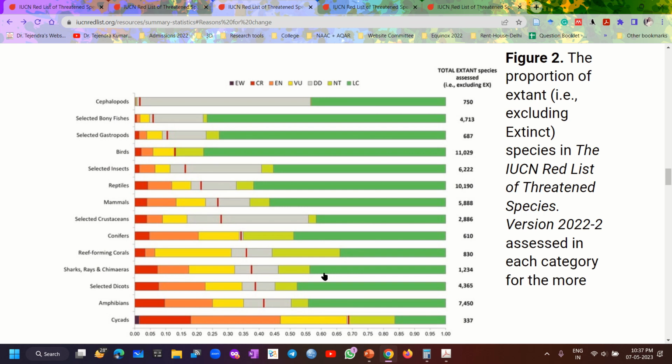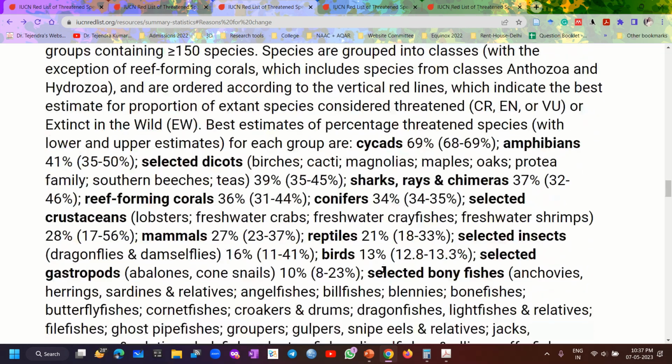These are the proportions of the extant species, meaning excluding the extinct species, in the IUCN Red List of Threatened Species. That's why these are given here. They include the least concern, near threatened, all categories. So you can match the colors and find the results here.